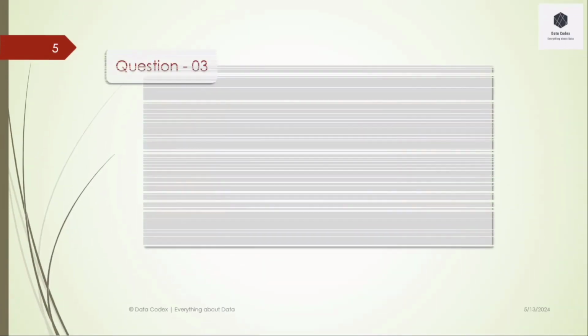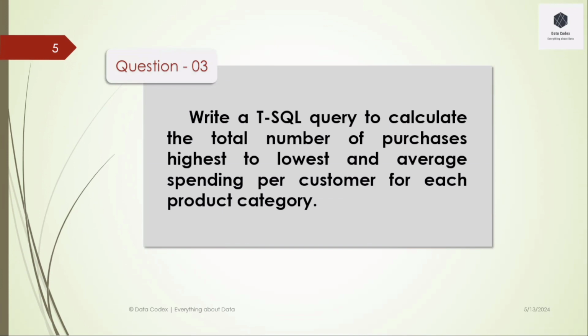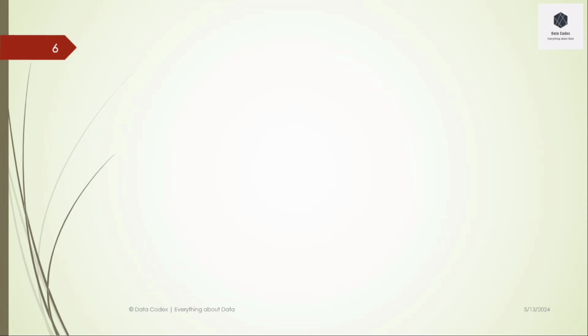Finally, we have a third question, which is a simple question: write a T-SQL query to calculate the total number of purchases from highest to lowest and the average spending per customer for each product category. So based on this scenario and these 5 tables, we are going to solve all these questions in our SSMS. Let us get into the SQL Server Management Studio and solve all these questions.